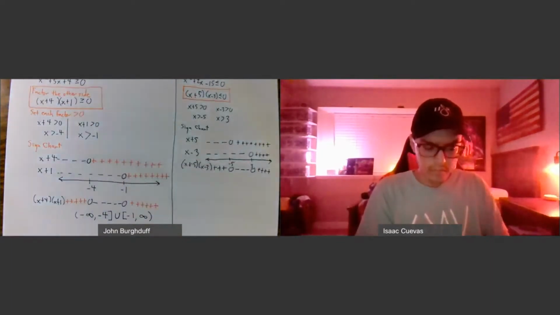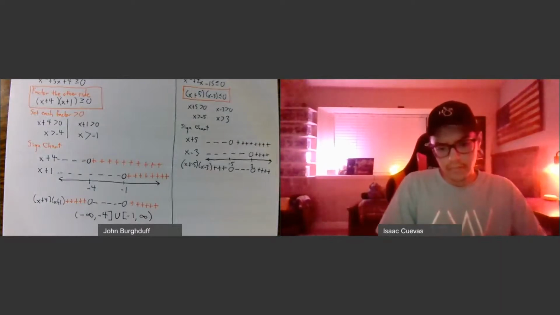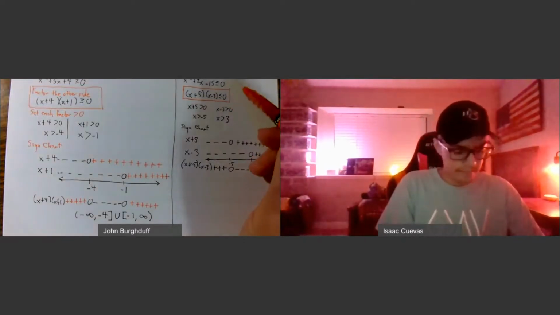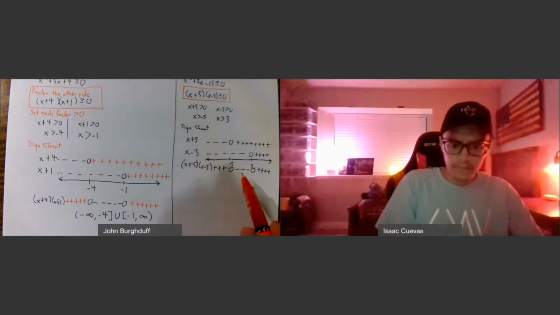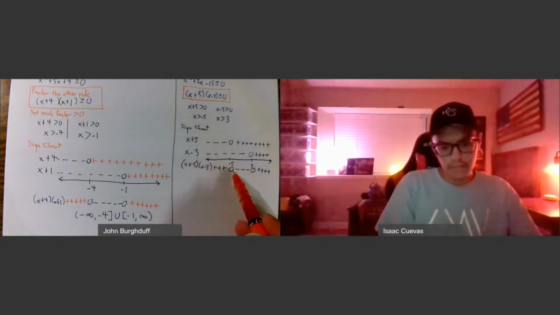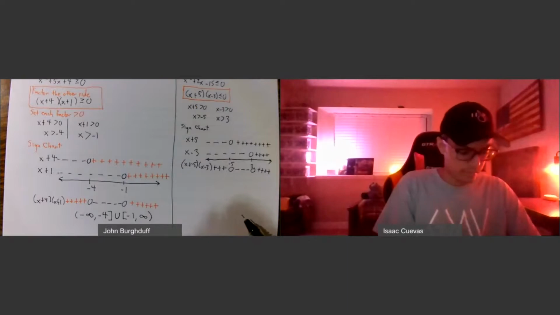Greater than 0 means positive. This time, though, it's less than 0, so you want negatives. And because it says less than or equal to 0, you want to include anything that would give you a 0 and anything that would give you a negative. So with that in mind, what do you think the solution might be?